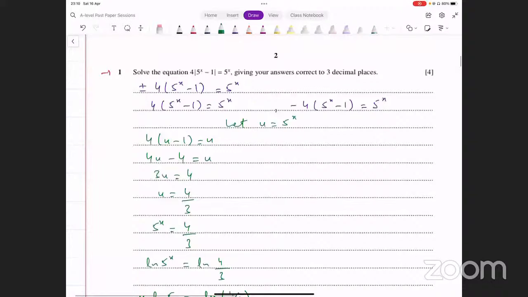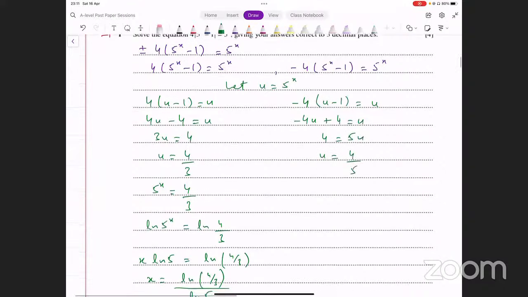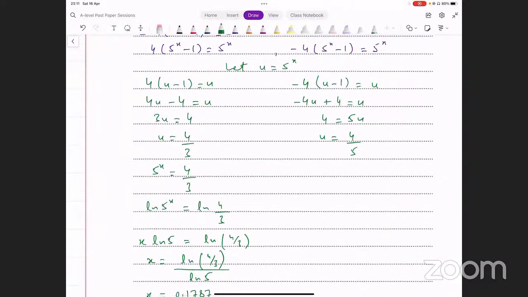एक हमारे पास ये value आ गई x की. Let's look at the other one now. The other equation, we had minus 4 into 5 raised to power x. Again, we are doing the substitution. u equals 5 raised to power x. And what do we get from that? We get minus 4 into u minus 1 that equals u. And that gives us minus 4u plus 4 equals u. And that's 4 equals 5u. एक और value हमारे पास आ गई u की, that is 4 over 5. ठीक है? Again, we had substituted u equals 5 raised to power x. So उस substitution को वापस input कर देंगे.